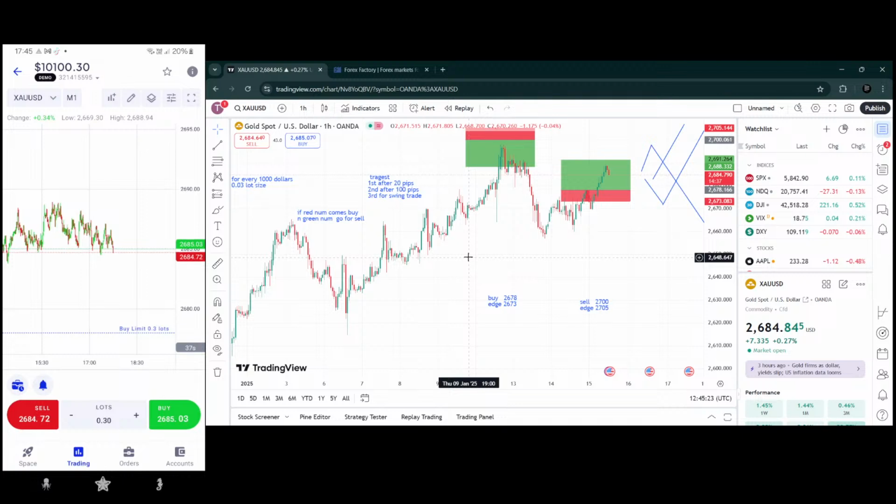Market is at 2684, because what I think is, when the news comes, the market will make a spike on the downside and then go up to 2700. That's what I think. And that was my first entry. Second entry, I'm not sure, but this is the market, you never know.